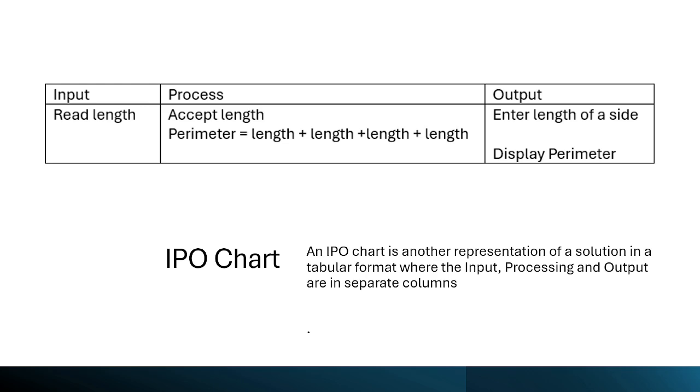Then, in our output window, we have the length, enter length of a side. So we asked the user initially to enter the length of a side. So that could have classified as output because that was something that should have been displayed on the screen for the user to enter. And then when we worked out the perimeter, we actually displayed the perimeter to the user.